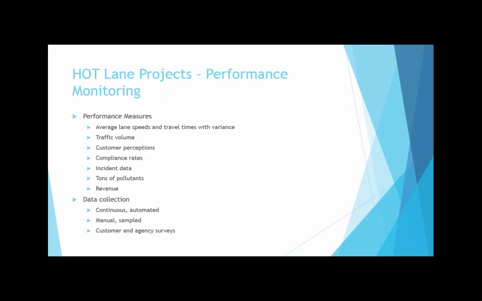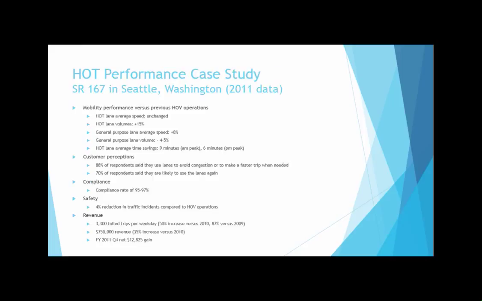Data can be collected several ways. There can be continuously and automatically collected data, which is especially feasible when there's video tolling in place and things like that. There can also be manual sample data for special kinds of performance measures. And then customer and agency surveys are also important when measuring customer perceptions. So here's an example of a performance monitoring type situation. I chose the SR 167 in Seattle.